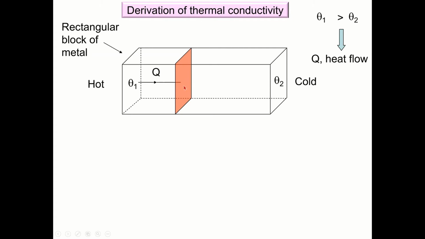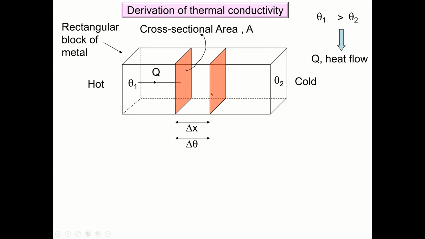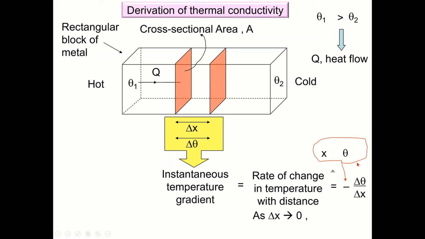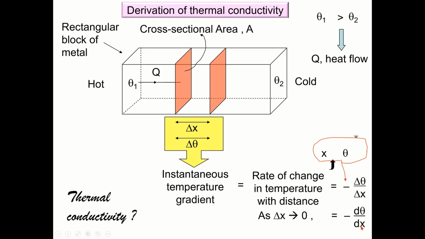Let's say the surface area is A, and the heat flows from one surface to the other, so the distance traveled is delta x. The temperature difference between the 2 points is delta θ, so we can define the temperature gradient as the rate of change in temperature with distance, which is written as negative delta θ per delta x. Negative shows that as the distance increases, the temperature decreases. As delta x approaches 0, we can write the temperature gradient as negative dθ by dx.